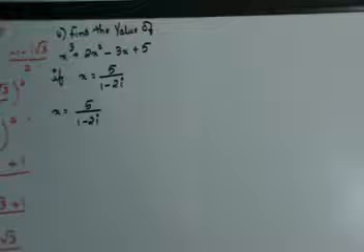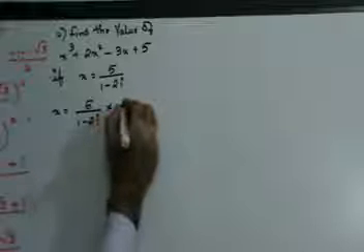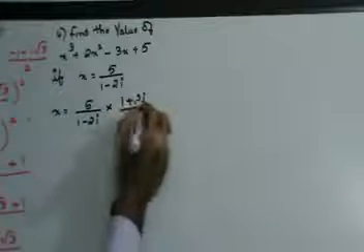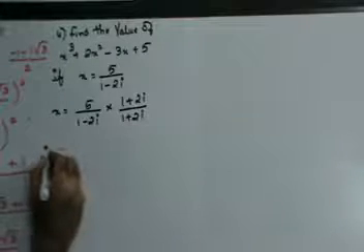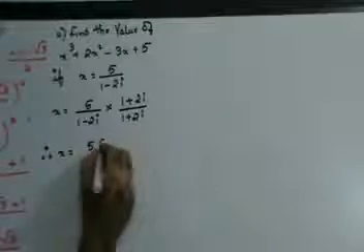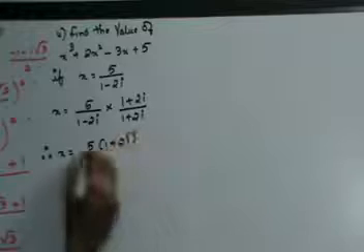Since I have an i in the denominator, the first thing I have to do is get rid of the i in the denominator. How do I do that? By multiplying it with its conjugate. What will be the conjugate of 1 minus 2i? It will be 1 plus 2i. So therefore I can say that x is equal to 5 (1 plus 2i).